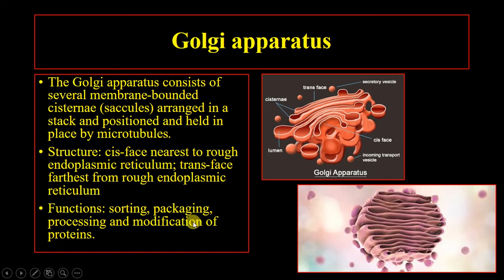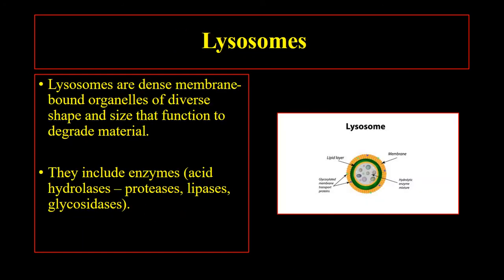Functions: sorting, packaging, processing, and modification of the proteins. Also, the Golgi apparatus is the workplace where lysosomes are synthesized. So now let's talk about lysosomes. Lysosomes are dense membrane-bound organelles of diverse shape and size that function to degrade material. They include enzymes, which are called acid hydrolases, such as proteases, lipases, glycosidases.